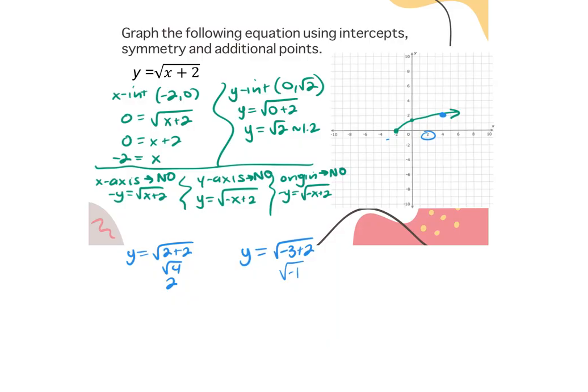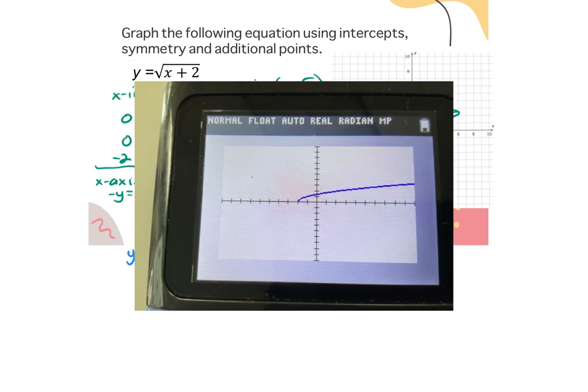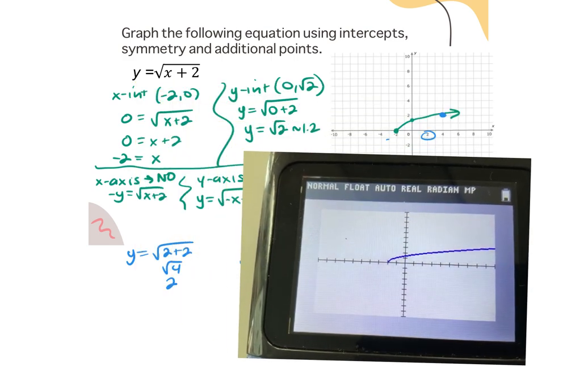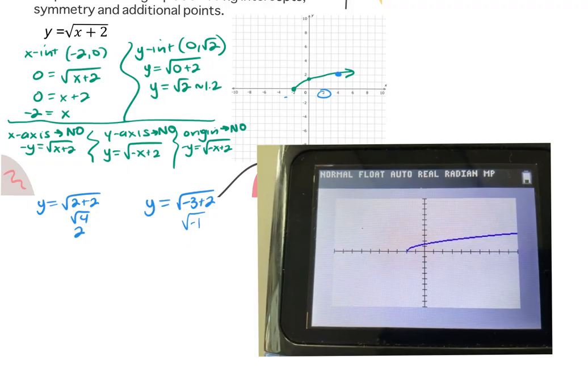So let's say, because let's find that y-intercept using your graphing calculator. So I'm going to go to y equals, I'm going to go to the square root of x plus 2. And I'm going to graph it. Okay, so I'm graphed, okay?